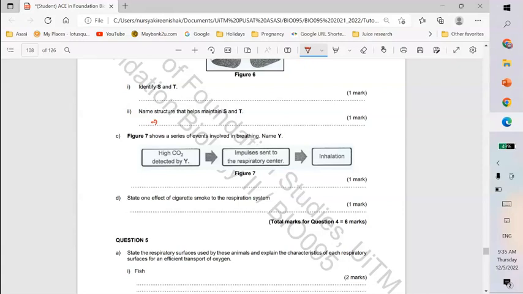Figure 7 shows a series of events involved in breathing, named Y. High carbon dioxide detected by Y, impulses sent to the respiratory center, and inhalation. My answer is medulla oblongata. Y is medulla oblongata? This is the sensor, to detect the change in carbon dioxide concentration. The medulla oblongata in the brain is to interpret. The stimulus, high concentration of carbon dioxide, is detected by the sensor. What is the sensor?